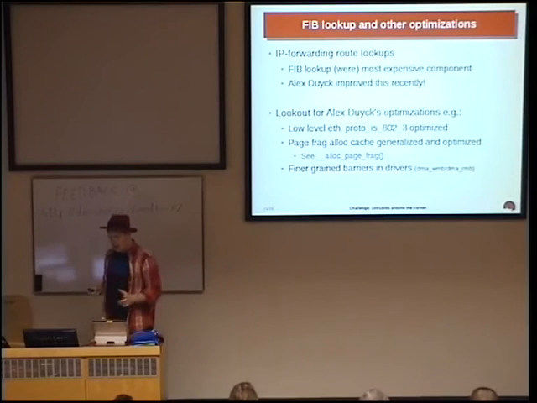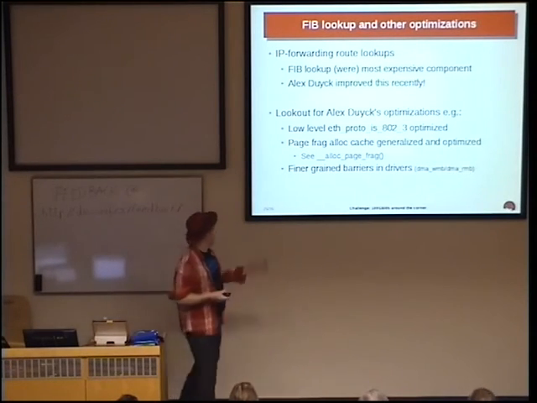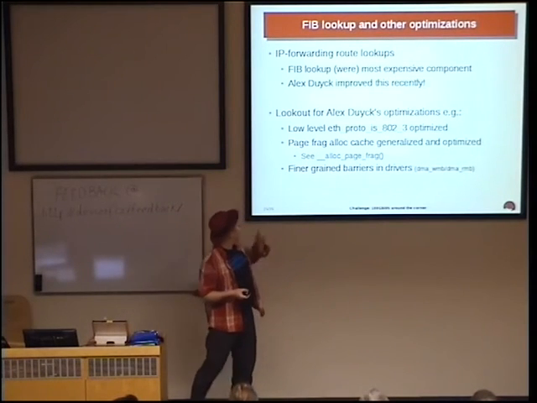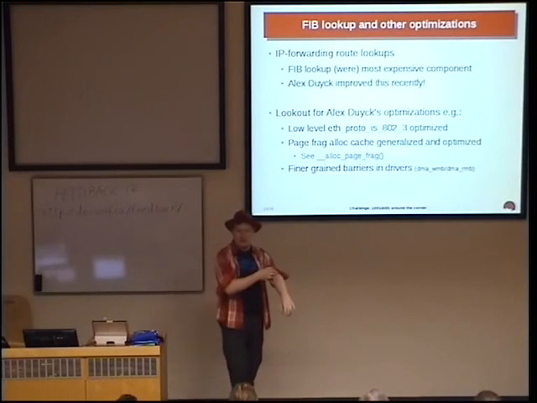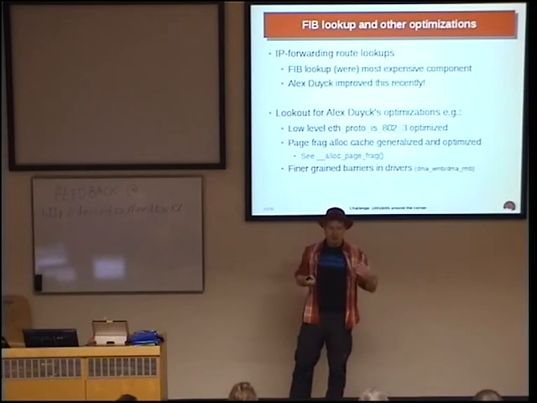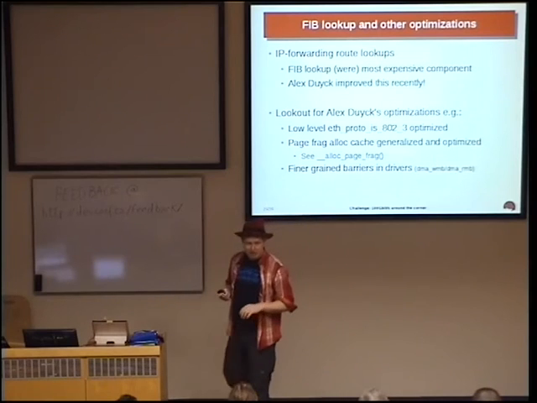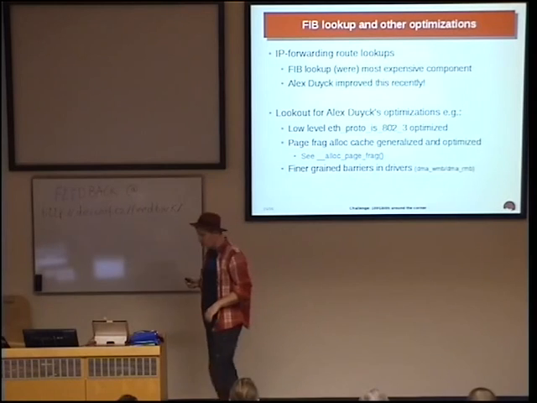So we have also done a lot of other optimizations. One of the most prominent is the optimization of the skbuff, which is the socket buffer. And Alexander Duyck improved that a lot. It was crazy. But together with a lot of other optimizations, we doubled the IP forwarding performance in the kernel. So that's been really cool.